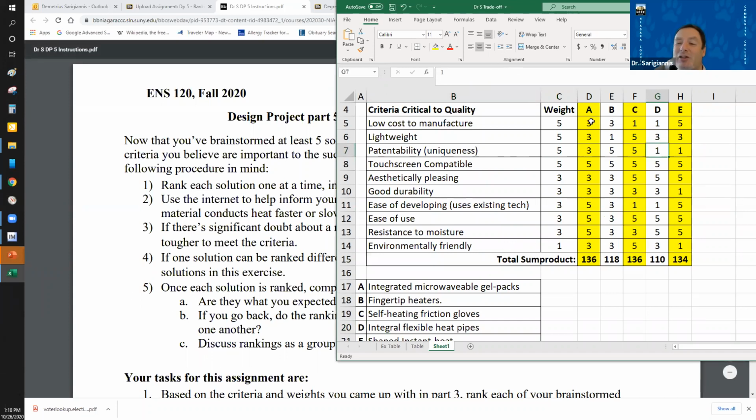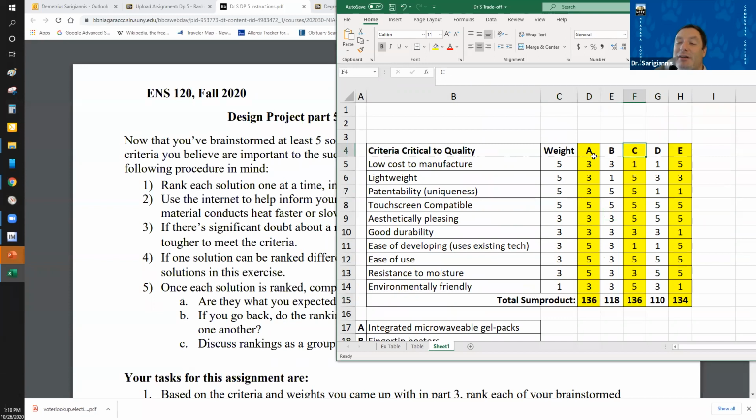Anyway, you're going to do something like this. You're going to rank each of your solutions against your criteria. I didn't spend a lot of time on this because I was just trying to get something out there for you. And I wound up with 3 solutions that were all pretty close to each other.